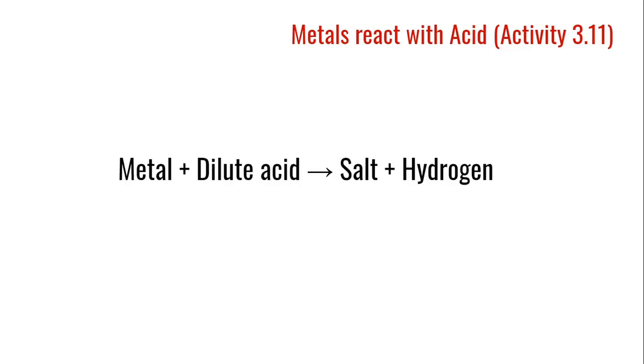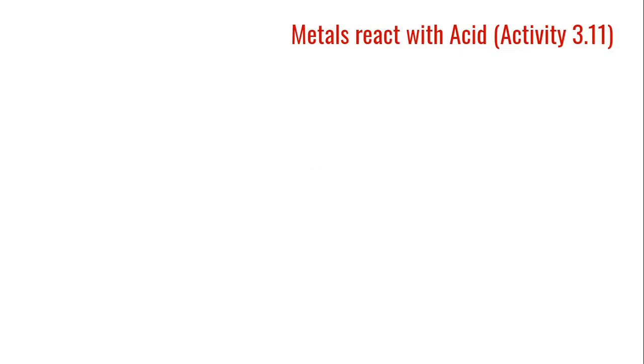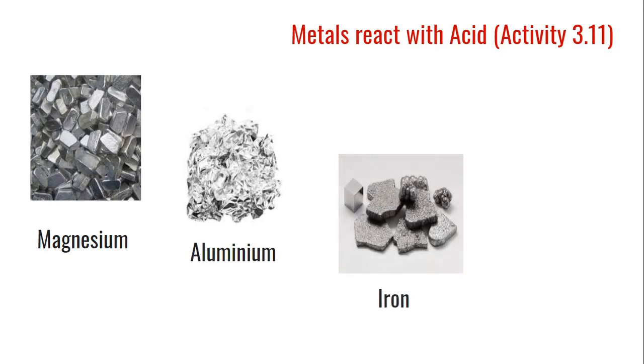We know very well about this. Now the question is, do all metals react in the same manner? Can you tell me that all metals react the same way? All metals produce salt and hydrogen by reacting with dilute acid. So let us find out this result with the help of this activity 3.11. In this activity, we will collect the samples except sodium and potassium.